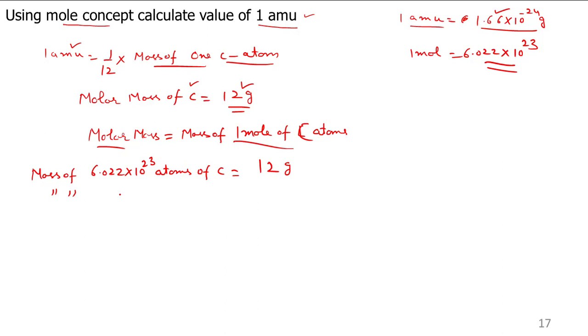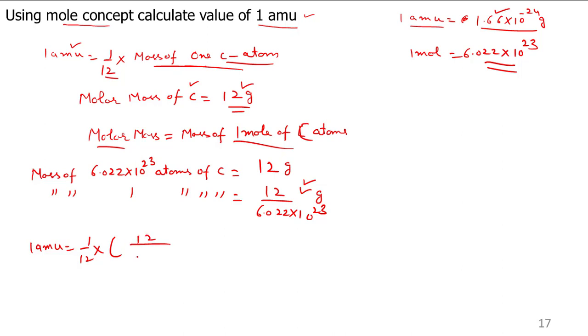So the mass of 1 atom of carbon is equal to 12 divided by 6.022 into 10 raised to the power 23 grams. So this is the mass of 1 carbon atom, and 1 AMU is 1/12th of the mass of 1 carbon atom. So 1/12th multiplied by the mass of 1 carbon atom, which we have just calculated as 12 divided by 6.022 into 10 raised to power 23. This is the 1 AMU. Now this 12 gets cancelled.